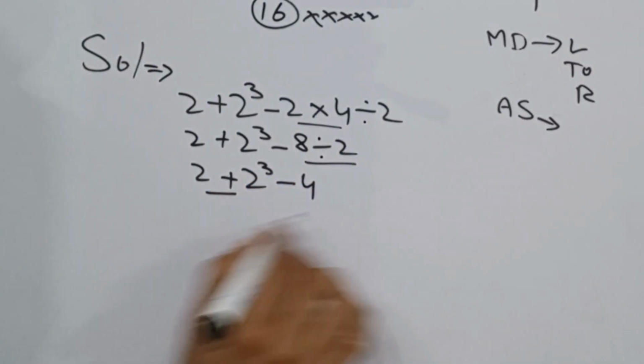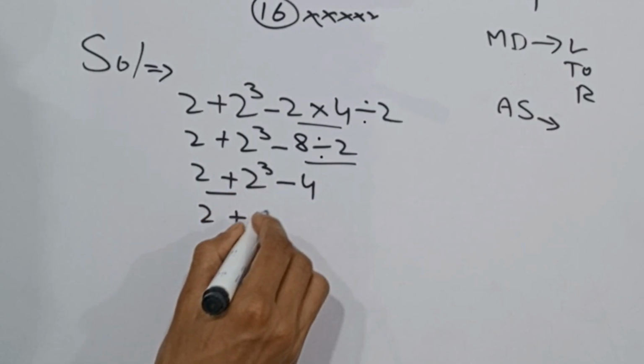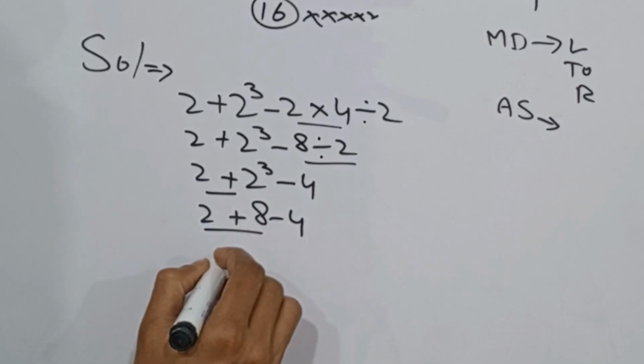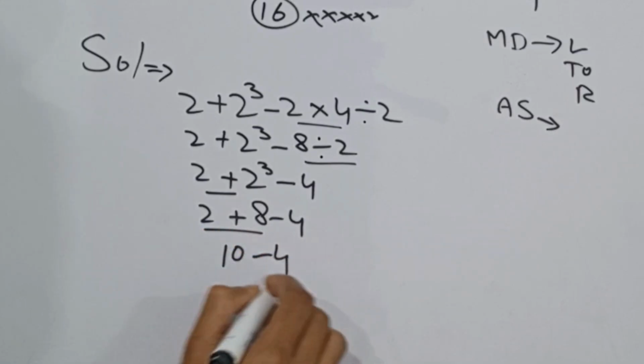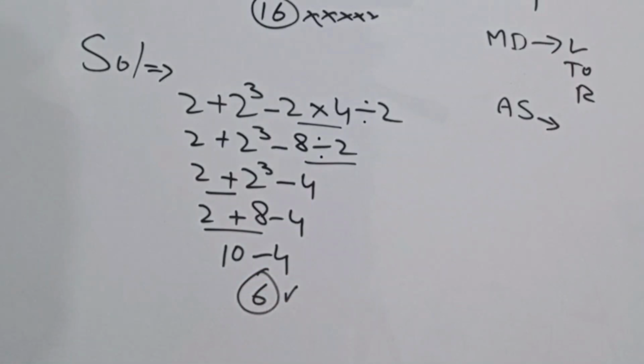Now plus, then minus. 2 plus 2 cubed is equal to 8, right? Minus 4. Now plus first. 2 plus 8 is equal to 10 minus 4, and 10 minus 4 is equal to 6. This is the correct answer.